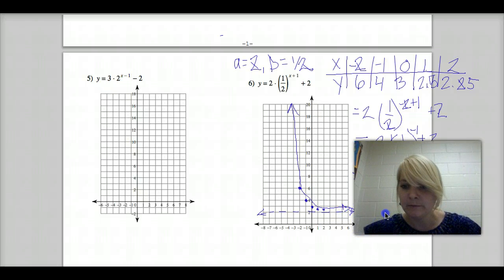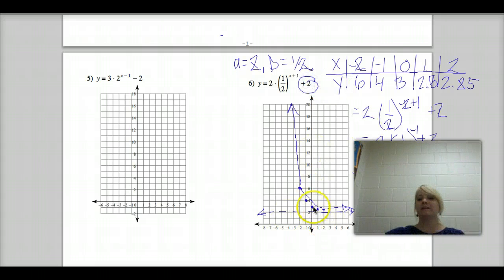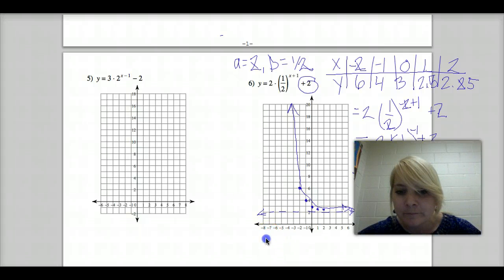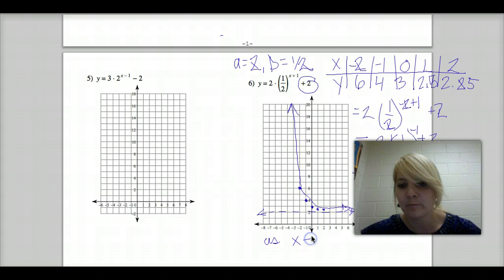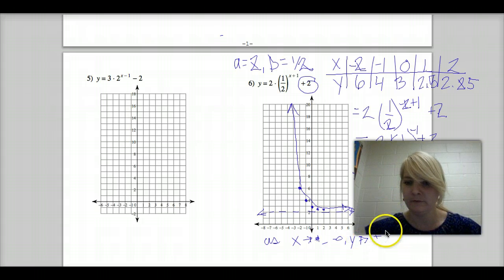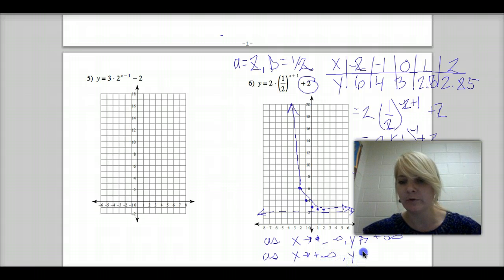And so our asymptote is the line y equals 2. And once again, that's a value we're adding or subtracting here, and it's reflected in the graph. Our end behavior, as x approaches negative infinity, y approaches positive infinity, and then as x approaches positive infinity, y approaches 2.